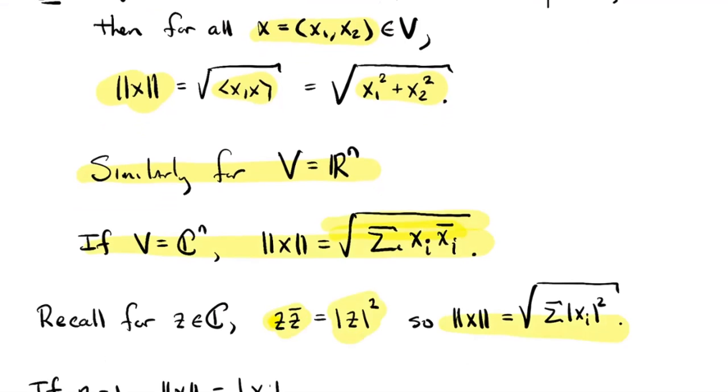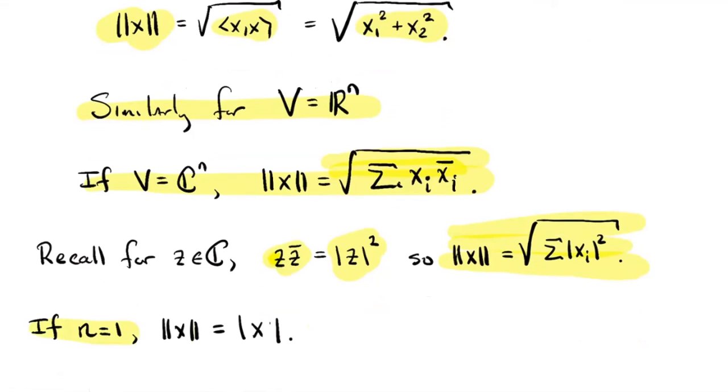So you can rewrite that formula. The length of x, the norm of x, is just the square root of the sum of the squares of the components. So it's just the usual distance formula. If your vector only has one component, this norm is nothing more than its absolute value. It's length.